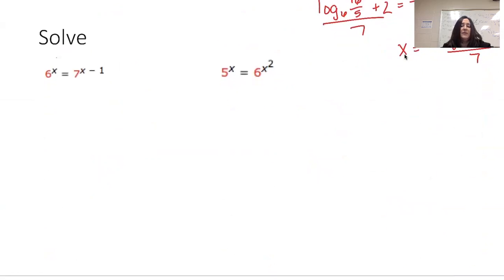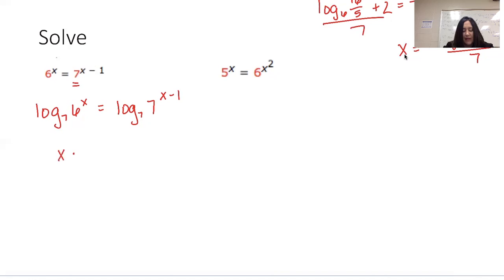The next problems are a little harder because on these, the bases are not the same. So we have to pick one of them to go off of. A lot of times I pick the one that's a little more complicated. So the exponent here is an x minus 1, which is a little more complicated than just an x. So what I'm going to do is take the log base 7 of both sides. So I'm going to say log base 7 of 6 to the x equals log base 7 of 7 to the x minus 1. Now, what that allows me to do, the properties of logs say I can move that exponent to the front.